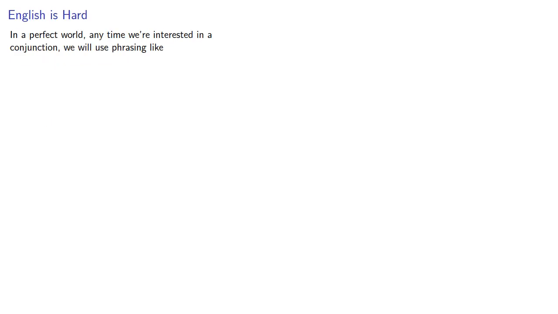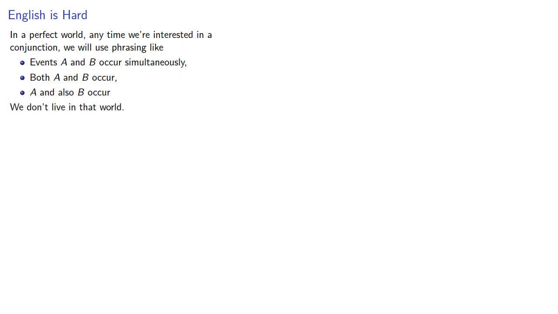In a perfect world, anytime we're interested in a conjunction, we'll use phrasings like events A and B occur simultaneously, both A and B occur, A and also B occur. We don't live in that world.